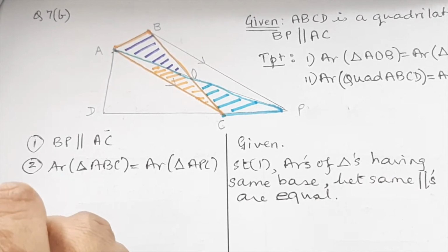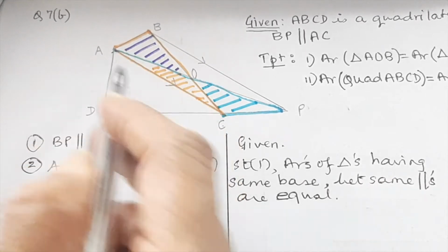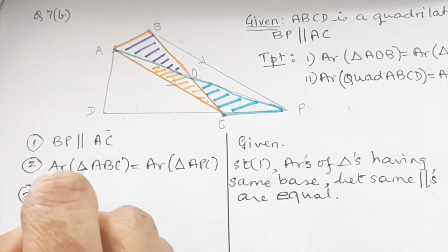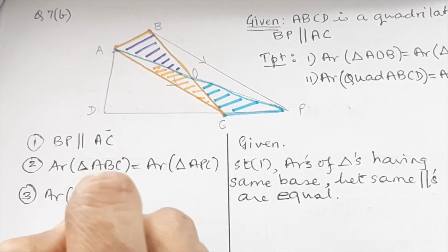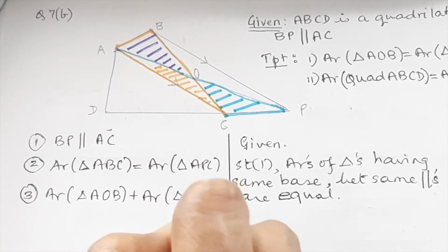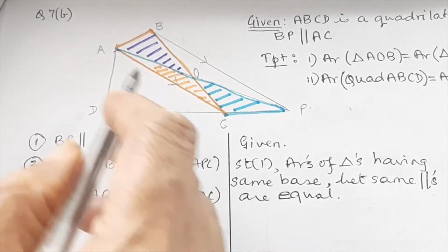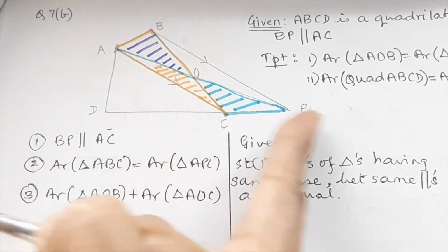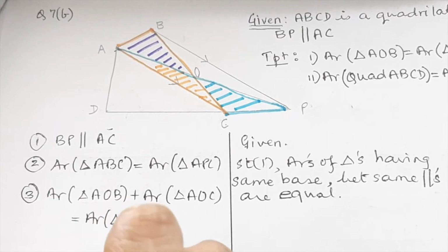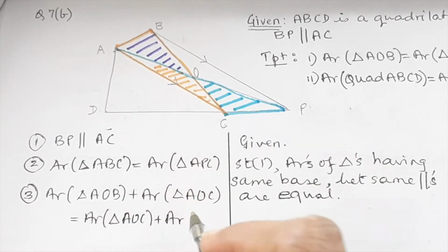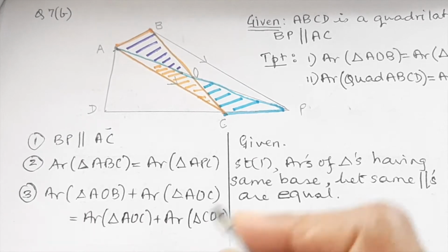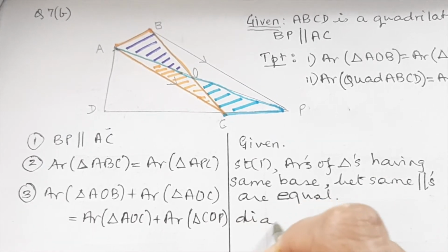Okay, now statement number 3, your ABC is made of the purple triangle and the orange triangle, so we will write area triangle AOB plus area triangle AOC is equal to this one. APC becomes area triangle AOC plus the blue triangle, that is area triangle COP. Okay, now this will be because of the diagram.